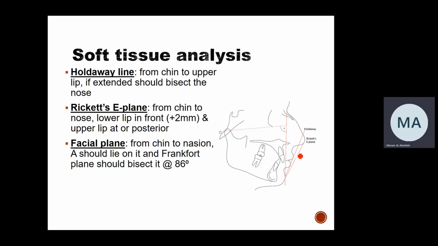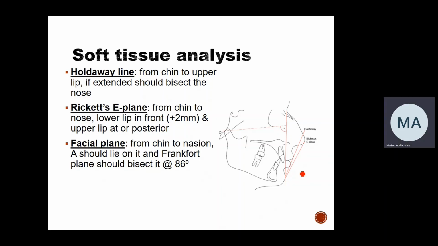Ricketts E-plane is a line again from the chin to the nose, and then the lower lip should be positioned 2 millimeters ahead of this line, and the upper lip should be at or slightly behind this line. So for example, for this patient, both upper and lower lip are behind this line, so the patient has retrusive lips.